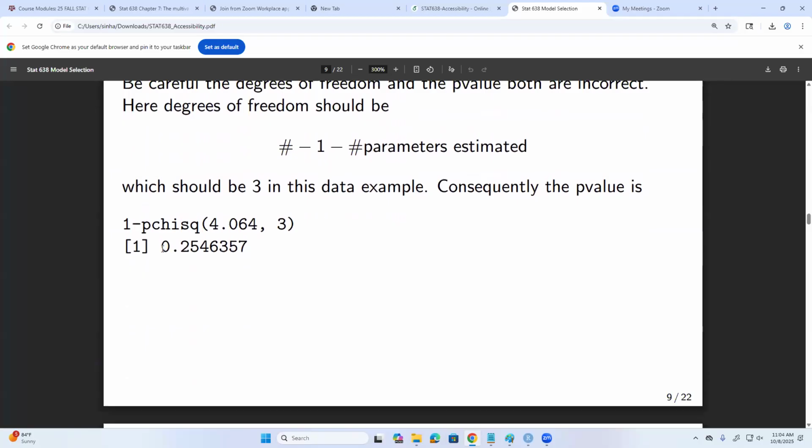So what is your conclusion? In both cases, your p-value is not smaller than the reasonable level, the 5% level. So you fail to reject the null hypothesis. You do not have strong evidence against the null hypothesis.